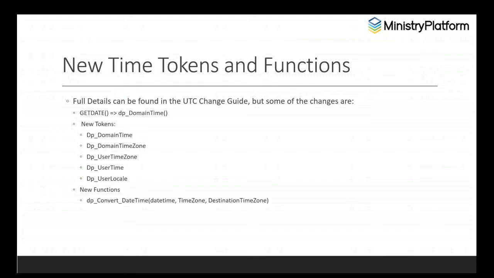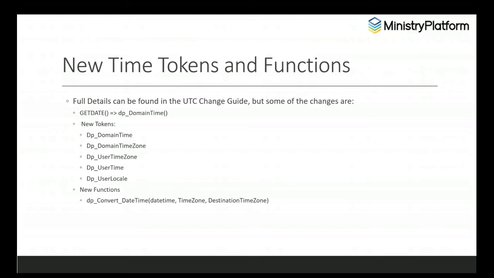One of the things that isn't there yet, but will be over the next couple of weeks, are a series of examples. So getDate really becomes DP domain time. That's the big one. And that's important to adopt as we move forward, but we will be taking the lead on that. So you'll be seeing DP domain time more and more in all of our views and all of our examples. Some other tokens that are out there: DP domain time zone, which, as you might expect, just returns the current time zone of the domain. Same thing with user time zone. User time is basically getDate for a specific user.